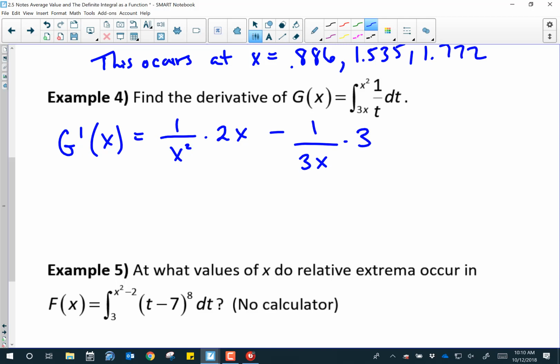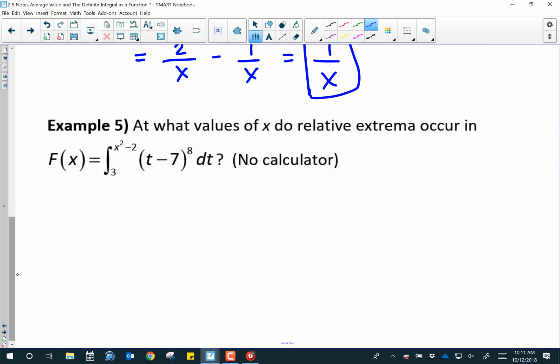This actually does a kind of cool thing. So when that cancels out, you get 2 over x minus 1 over x, which ends up being 1 over x. That does not always occur. It's just the nature of this problem that it ended up being 1 over x. Okay, that doesn't always happen. So at what values of x do relative extrema occur on that?